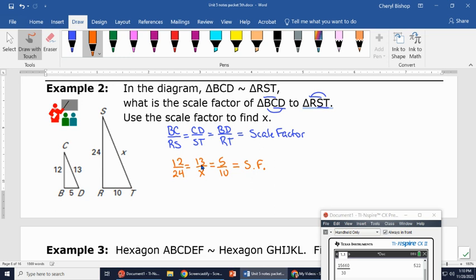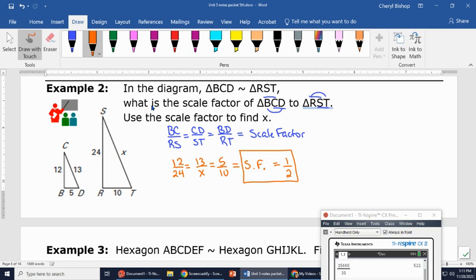Now, I can't reduce this one, but I know that all 3 of these are going to reduce to the same thing. What are they all going to reduce to? What's my scale factor? 12 over 24 is 1/2. 5 over 10 is 1/2. So my scale factor, even though I don't know that middle fraction, is 1/2. Even if I only know one of these whole fractions, I can find my scale factor.